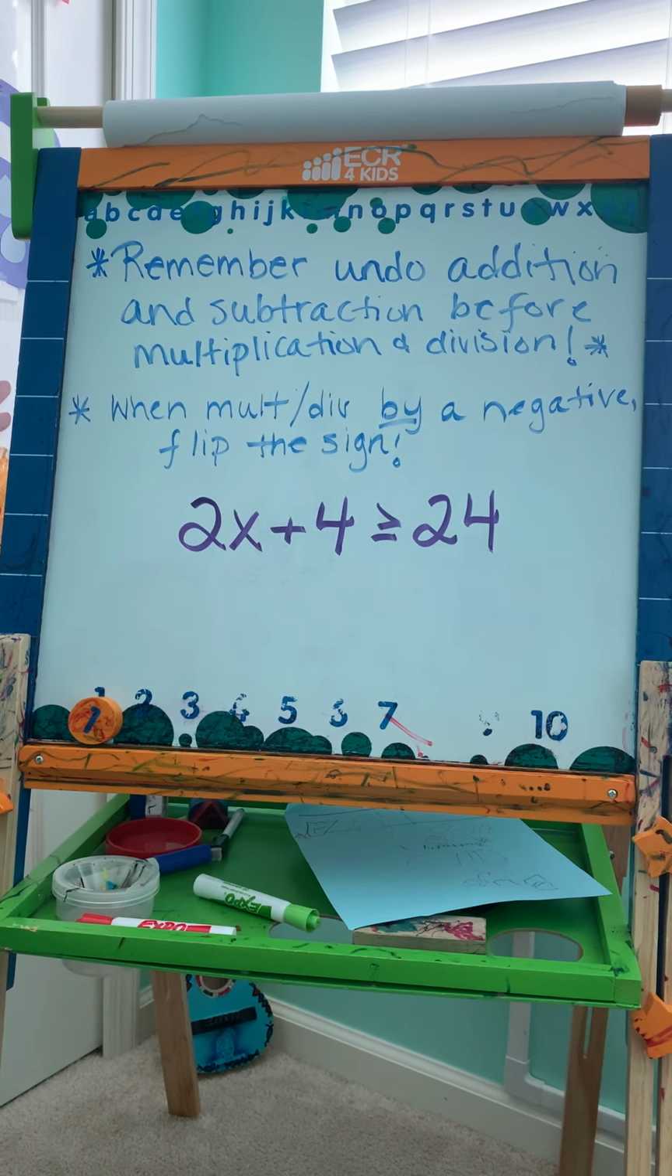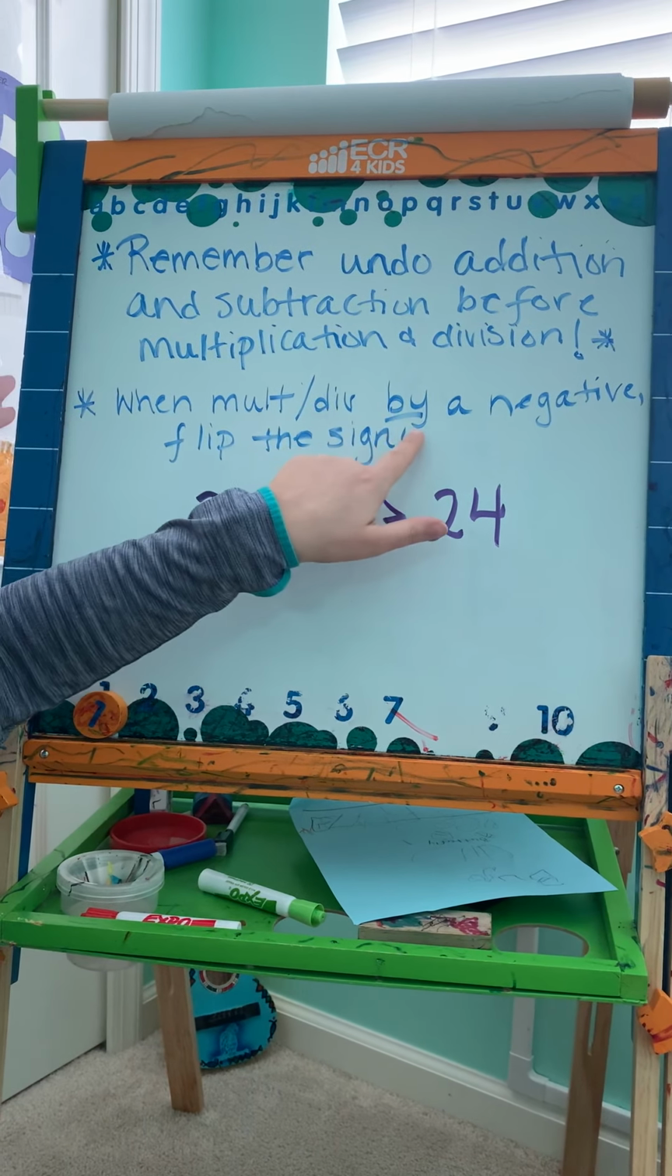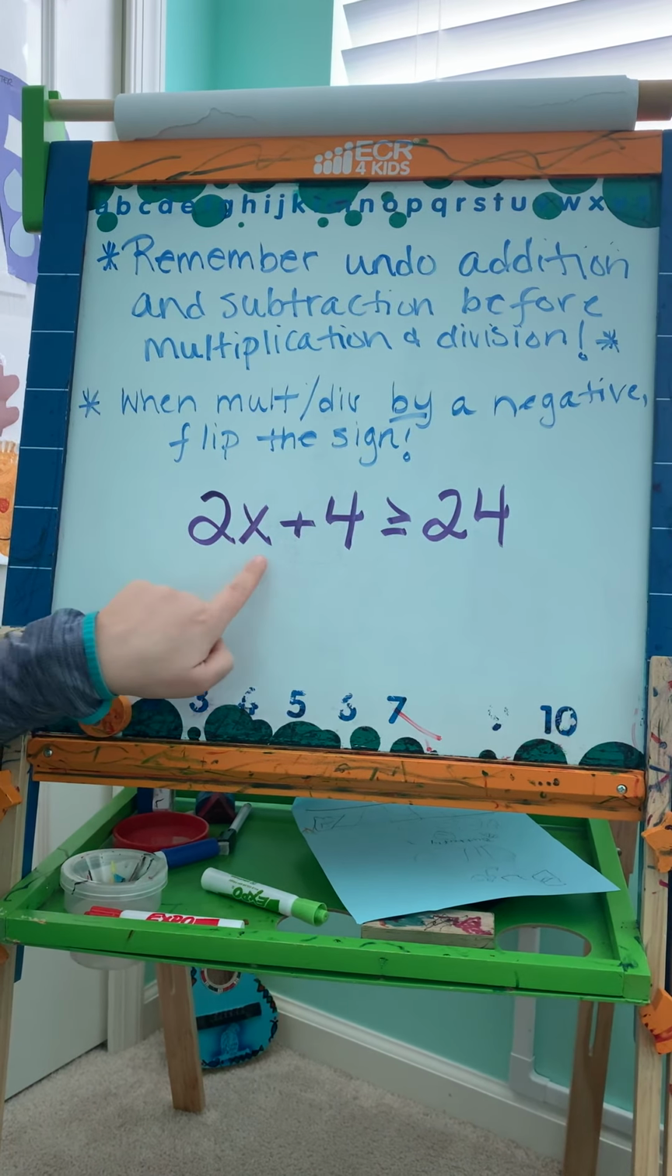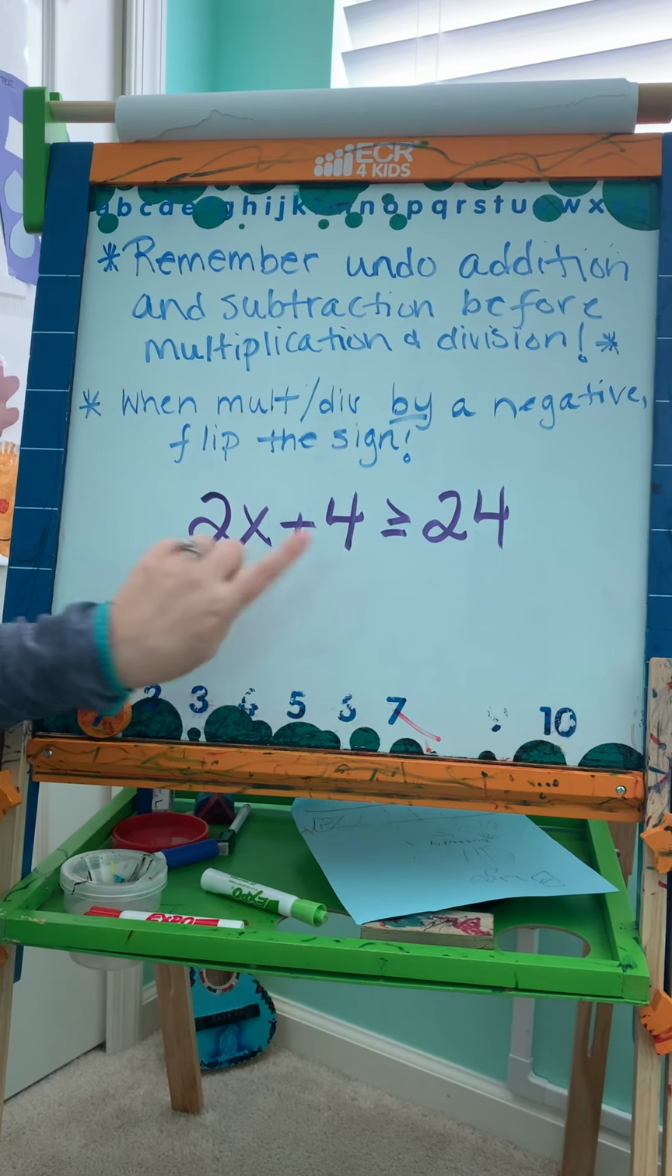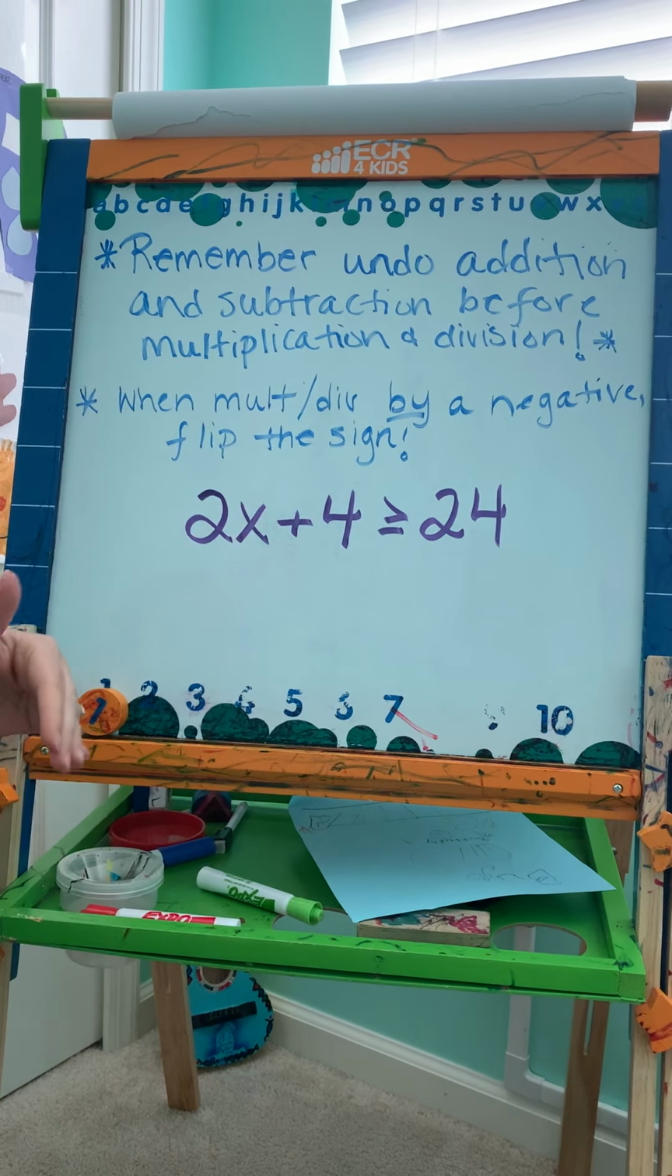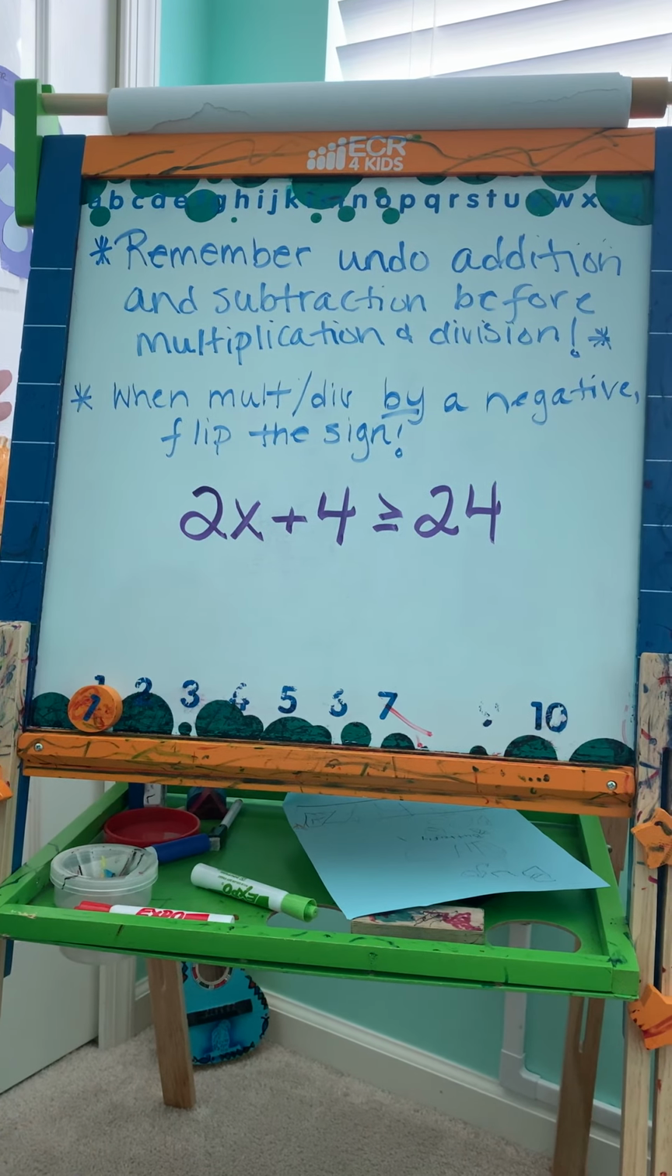The only other rule you need to remember is that if you're multiplying or dividing by a negative, whatever number is attached to the variable, if that's negative, then you flip your sign. So we're going to go through a few examples, and then you're going to do some practice.